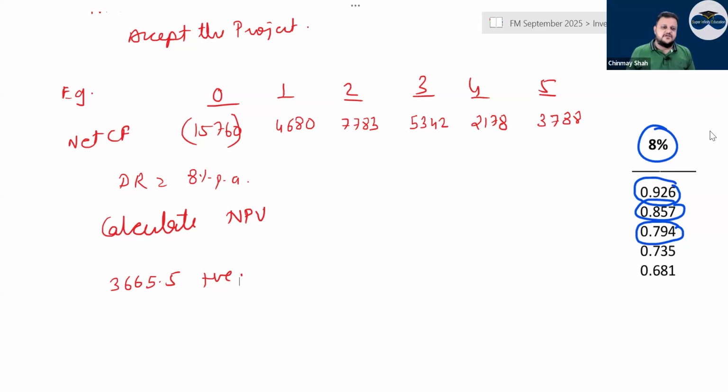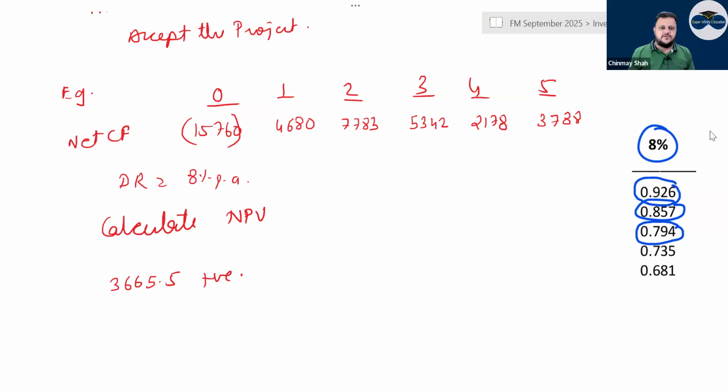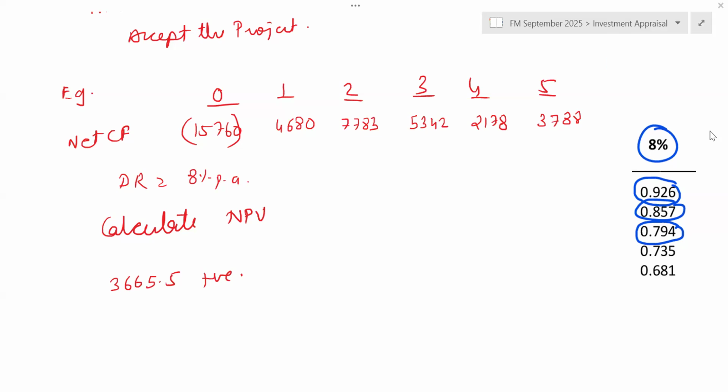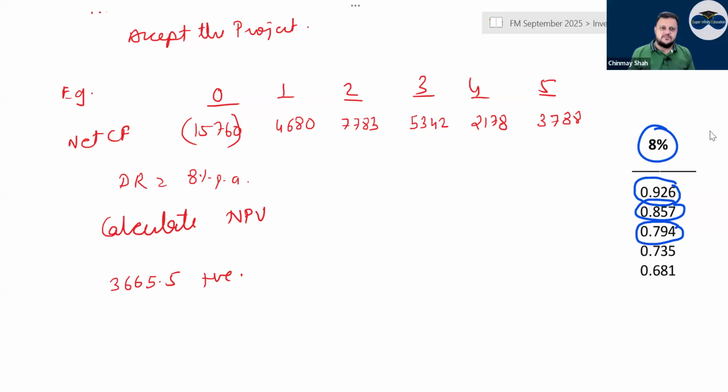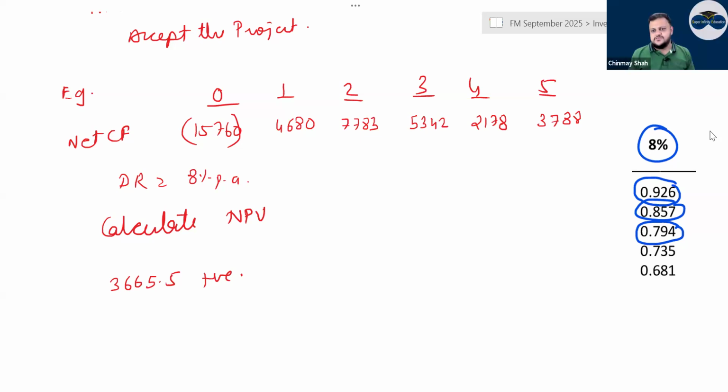Hemalata, tell me the answer. Are you getting the answer? 3,666. Yes, sir. No problem, Shreya. I'm getting 5.7. Oh, it's a 6 only. Okay, 3,666, somewhere around close to 3,666.